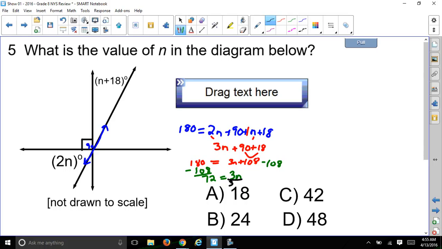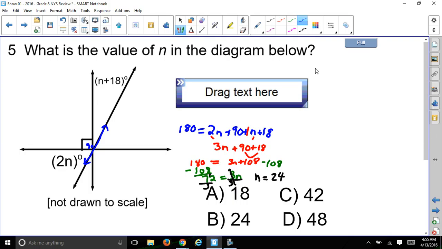Divide by 3. Divide by 3. The 3's cancel out. N is equal to, let's see, 3 goes into 7 2 times, remainder 1. 3 goes into 12 4 times. And n is equal to 24. So my choice answer would be B.